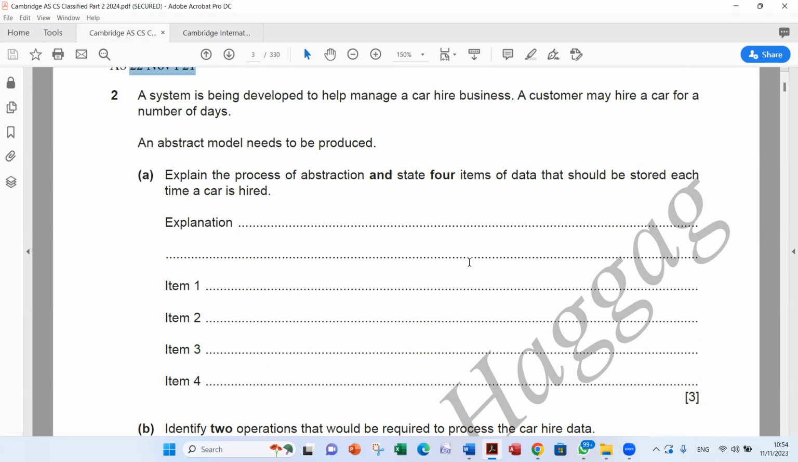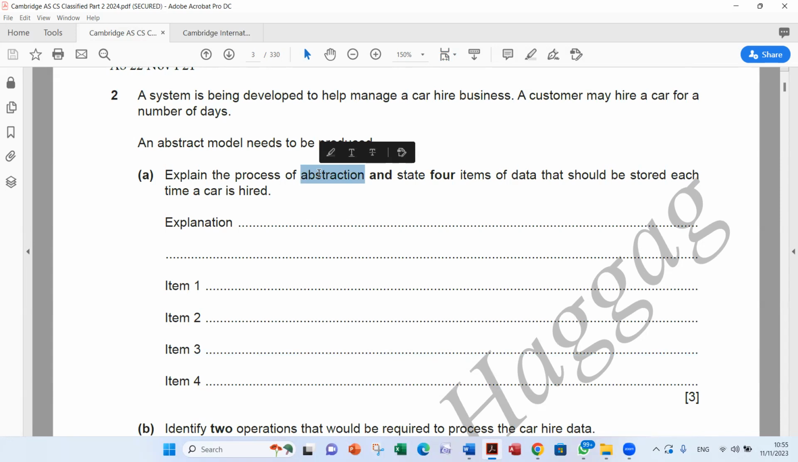Okay, a system is being developed to help manage a car hire business. A customer may hire a car for a number of days. An abstract model. What is meant by abstraction? We have just said abstraction is about keeping important details and filtering away unnecessary details. An abstract model needs to be produced. Explain the process of abstraction.